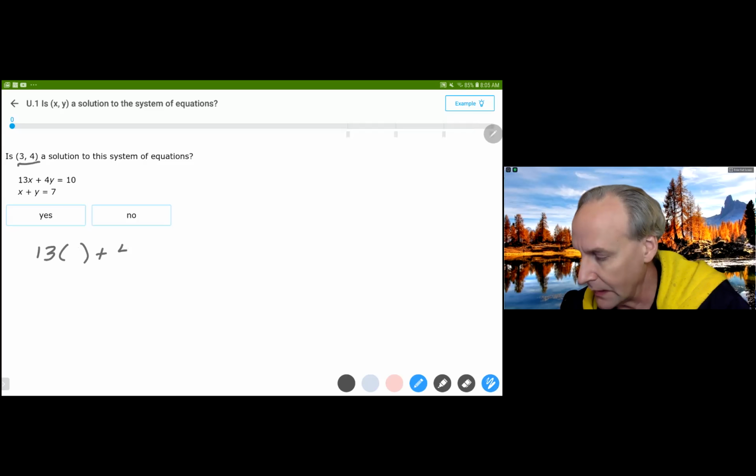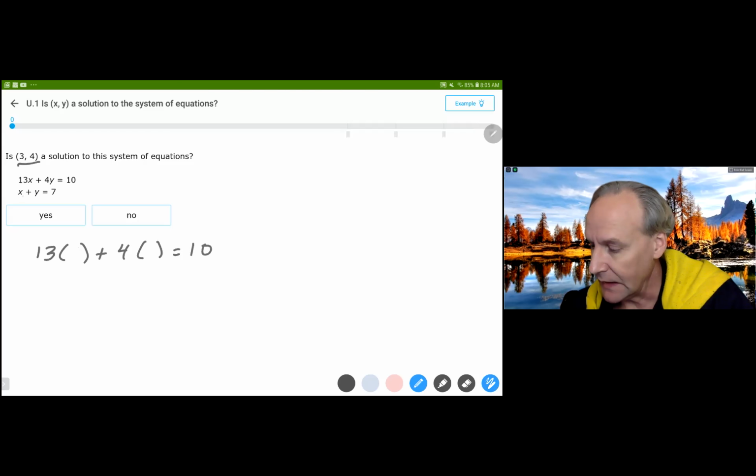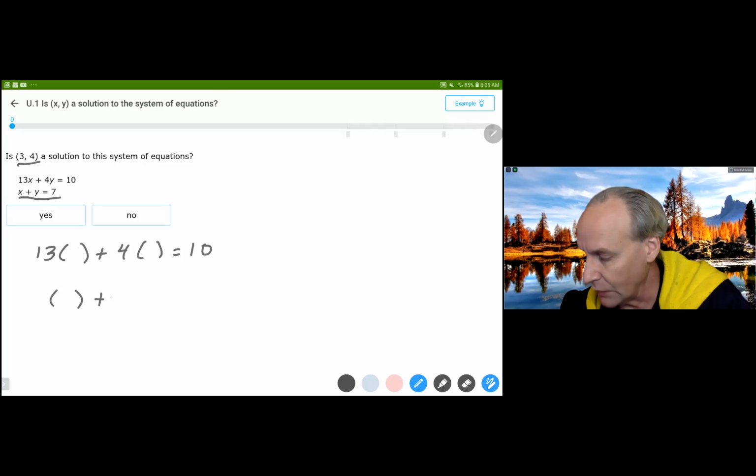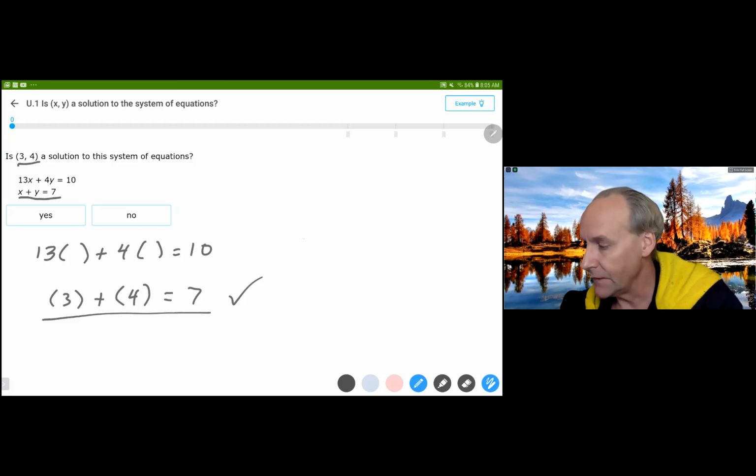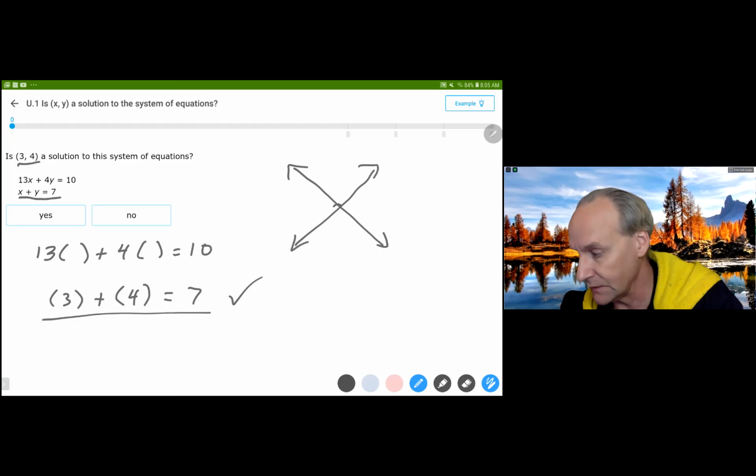13x plus 4y is supposed to be equal to 10. Now, this has to be true for both equations. It happens to be true for the bottom equation. We can see that x plus y is equal to 7 in this case, because our x was 3 and our y was 4, and this is true. The problem is that for it to be a solution to a system of equations, it has to be true for both. Now, if these are two different lines that intersect, there is one solution and only one solution, and it will be true for both equations because it has to be on both lines.